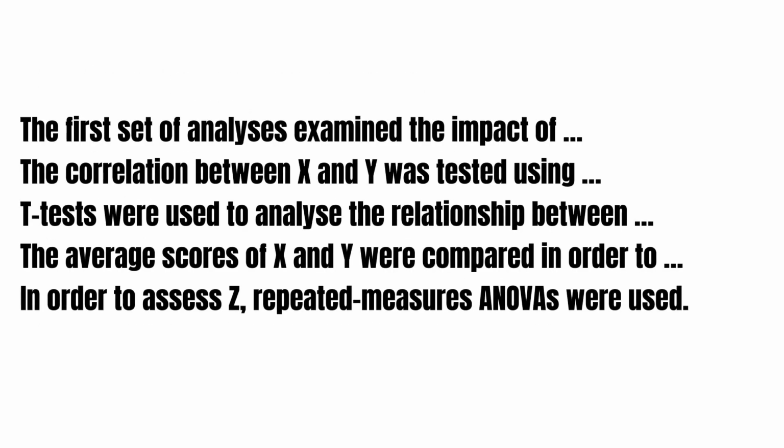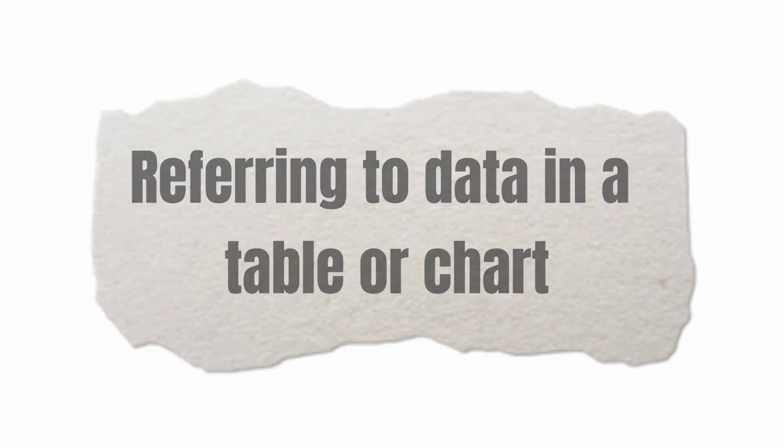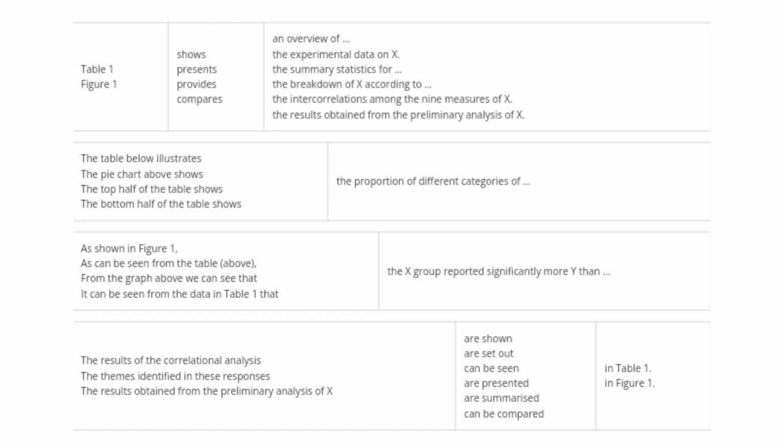The first set of analyses examined the impact of... The correlation between X and Y was tested using... T-tests were used to analyze the relationship between... The average scores of X and Y were compared in order to assess Z. Repeated measures ANOVAs were used. Referring to data in a table or chart: This is the table of the sample data, which shows and contains all of the contents in Table 1, Figure 1.